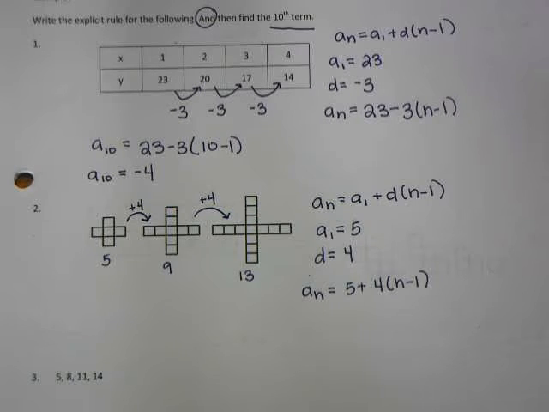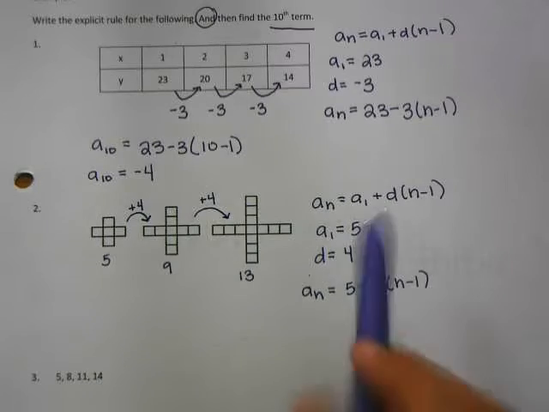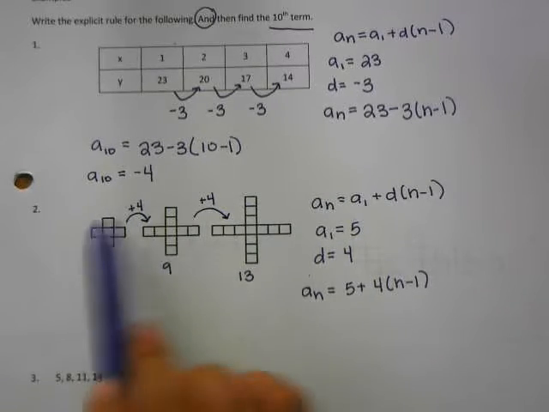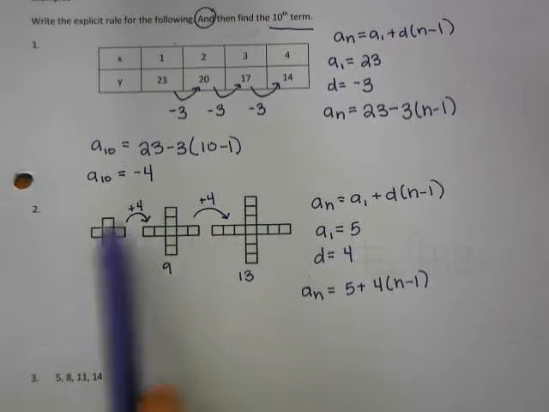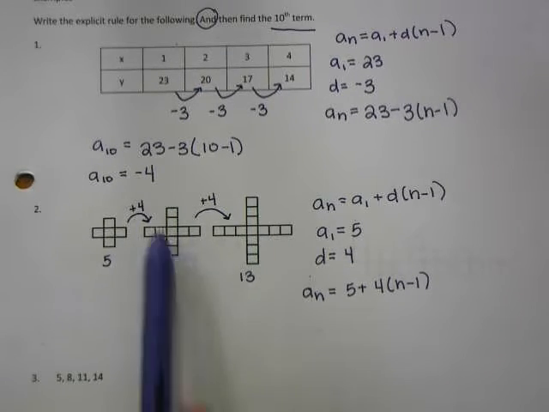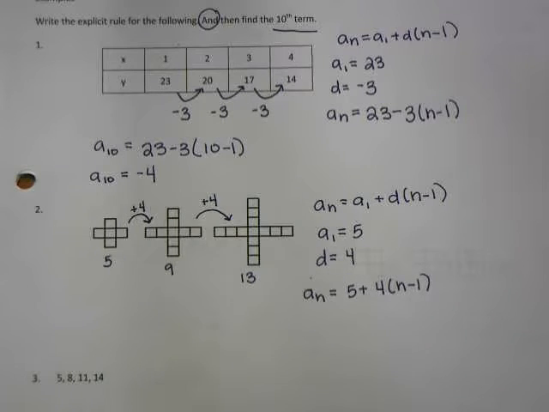Okay? So once again, all I did is I just identified what is my a1. My a1 is my first term, so it's this 5. Then I found my common difference, so I'm just looking, what am I doing from here to here? I'm adding 4. What am I doing from here to here? I'm adding 4. So that's my common difference, and then I just plugged everything into my equation.